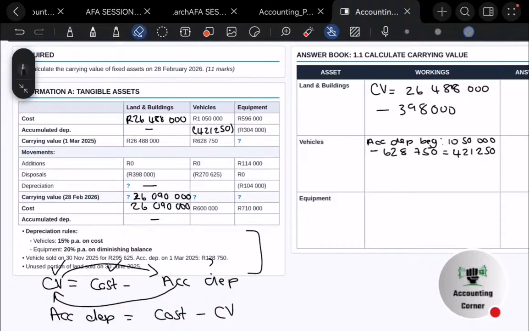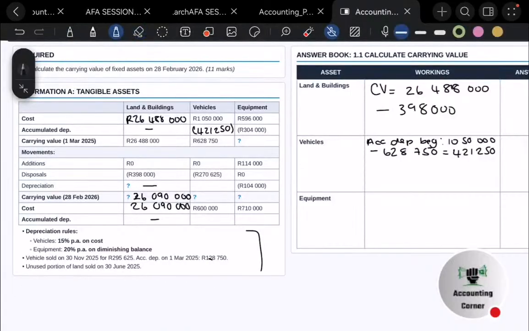Let's see what the information says. The depreciation rules are vehicles at 15% per annum on cost, and equipment at 20% per annum on diminishing balance. We're told a vehicle was sold on the 30th of November 2025 for 295,625, and the accumulated depreciation at the beginning of the year for the vehicle sold was 128,750. There were no additions, so from the balance of 1,050,000 at the beginning, some vehicles were sold.